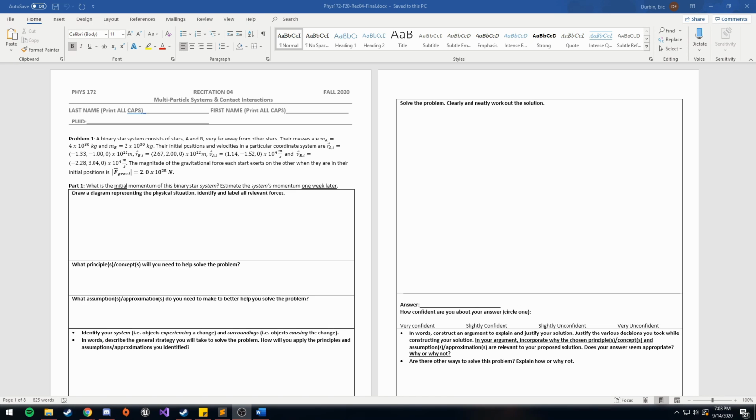That's okay, yeah. Okay, 2 stars, masses, initial positions. This is pretty familiar. What is the initial momentum of the star system? So mass times velocity. And you have the recording started, right? Yes, recording is started.